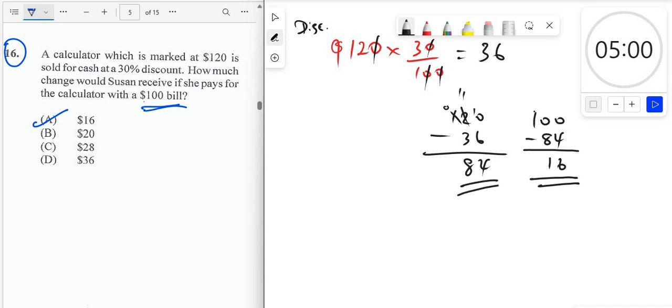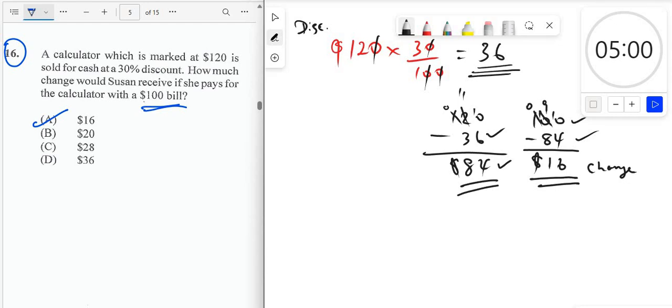And 4 from 0, can't, so you borrow 1 from the 1 here, leave a 0, put a 1 here. 4 from 0 still can't, borrow 1, put a 9 here, and carry the 1 there. 4 from 10 gives us 6, and 8 from 9 gives us 1. All right, just in case you need some help with that. So remember, this is a discount, the 30%. The cost of the calculator should have been 120, but they took off 36 as discount. So this is the amount you're paying, 84. You gave the cashier $100, and she took out $84, and she'll give you this as your change.